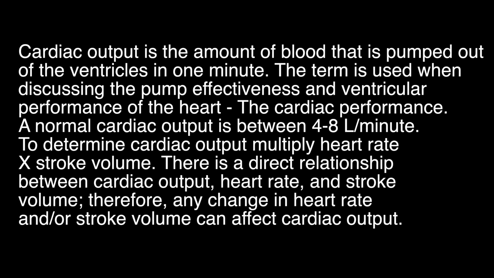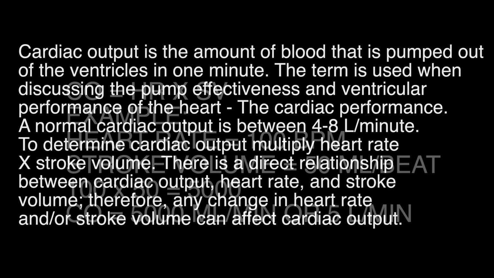Cardiac output is the amount of blood that is pumped out of the ventricles in 1 minute. The term is used when discussing the pump effectiveness and ventricular performance of the heart, the cardiac performance. A normal cardiac output is between 4 to 8 liters per minute. To determine cardiac output, multiply heart rate times stroke volume. There is a direct relationship between cardiac output, heart rate, and stroke volume. Therefore, any change in heart rate and/or stroke volume can affect cardiac output.